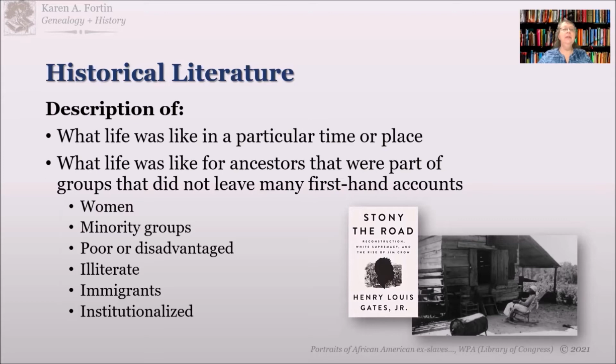But with historical literature, many authors are trying to delve deeper and understand and recreate what it was like for people such as women, minority groups, people who were poor or disadvantaged, illiterate because they were not given access to education, immigrants, and people who were institutionalized. These people often were unable to leave their own accounts of what their life was like.